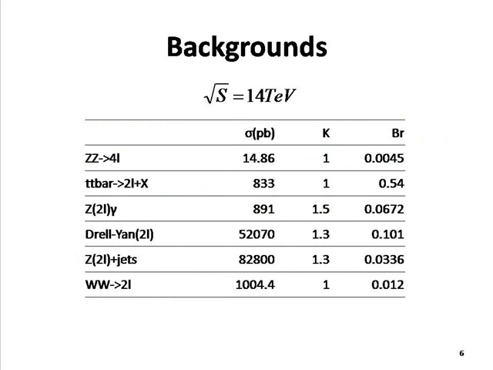So here I listed the major backgrounds for our analysis produced at the LHC. That's ZZ decaying to four leptons, the t t-bar, the Z gamma, the Drell-Yan, the Z plus jets, and WW.